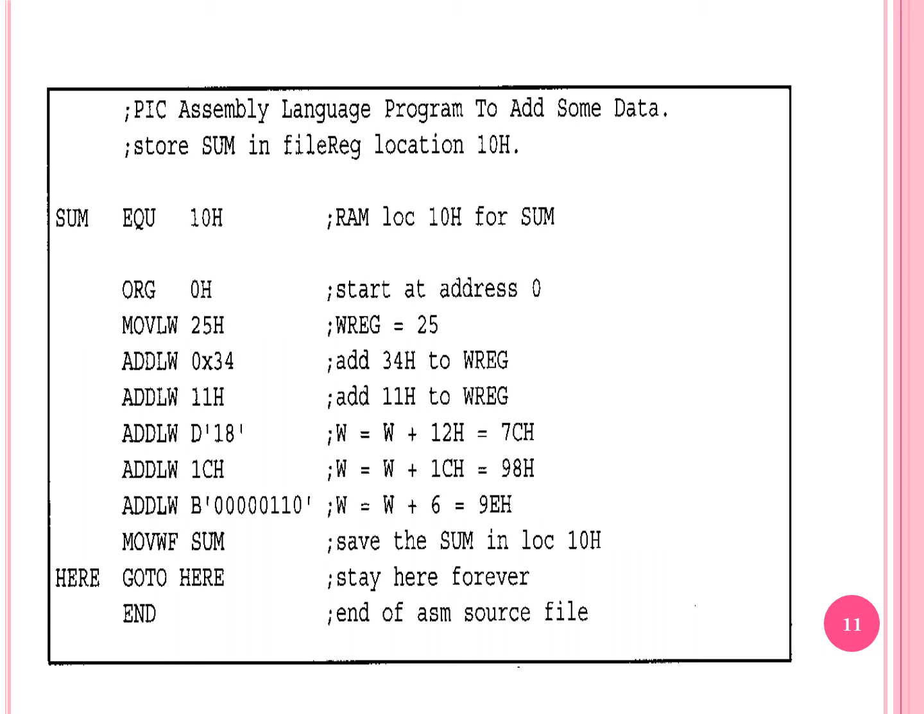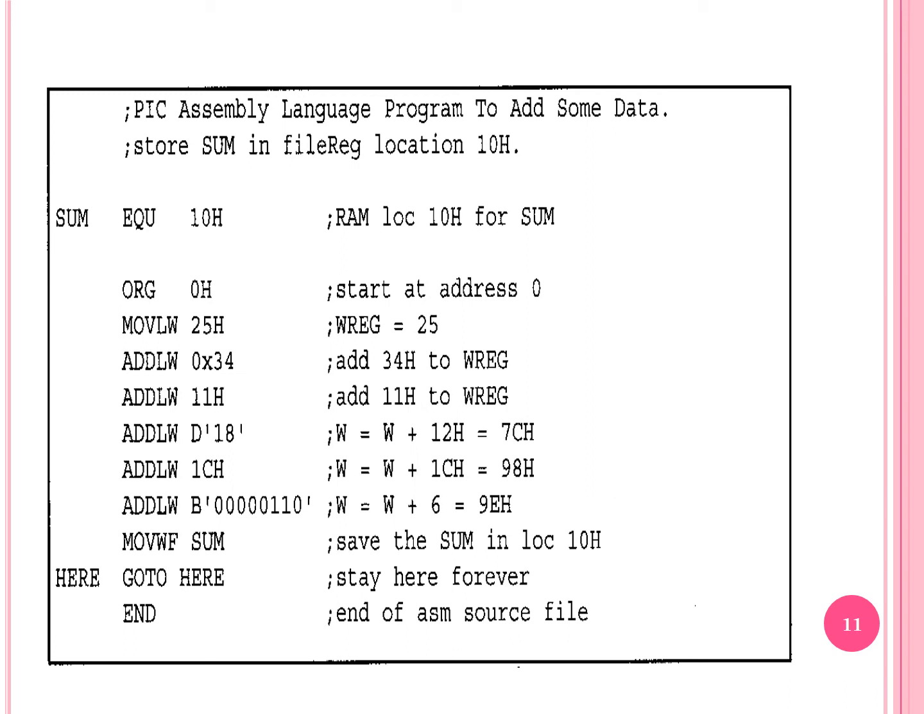Now once again I have written ADDLW 1CH. So again in that it will add 1C. Now suppose I have written ADDLW B single quote 00000110. So that is a binary pattern, B is indicating a binary number. In front of B there is an 8-bit pattern, so that is indicating value 6. So whatever earlier contents are there in W, in that 6 will get added.